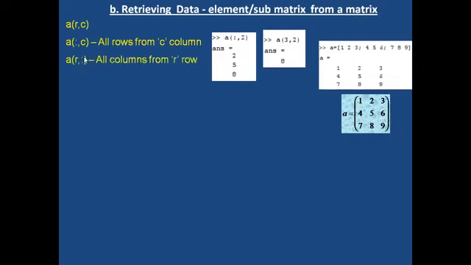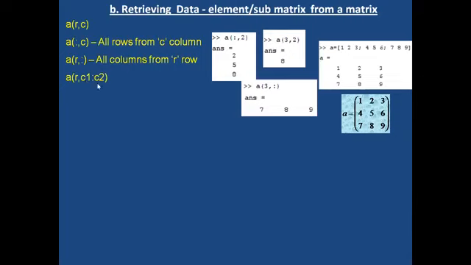The third one is A(R,:), which means the entire column of that row. So I am giving A(3,:). That means the third row, the entire element of third row. This is the answer.